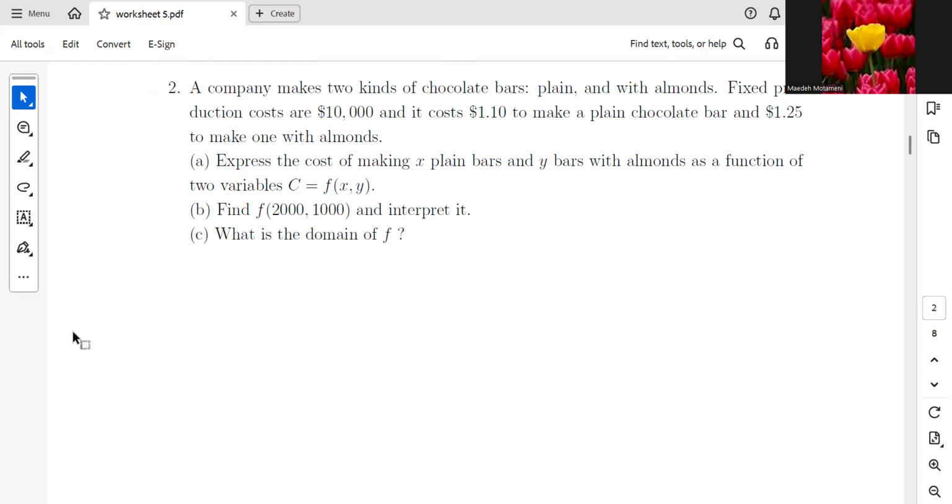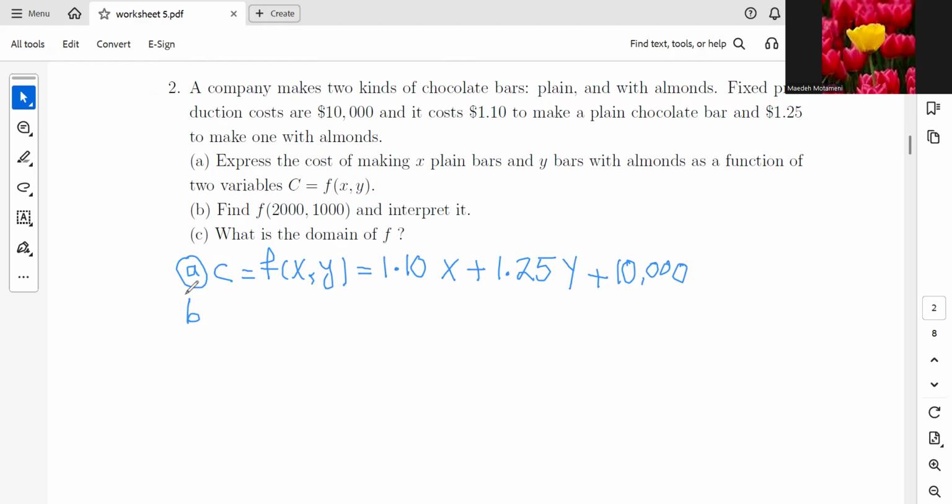So about the first part, expressing the cost of making x plain bars and y bars with almond as a function of two variables, we can write C, which can be f of x and y, as it says here, is going to be 1.10 times x plus 1.25 times y plus 10,000.